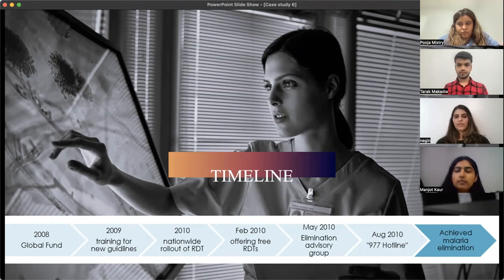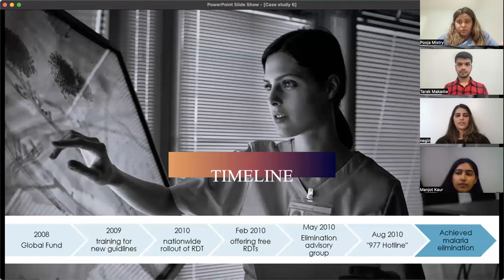Later, in February 2010, all private and public health facilities throughout Swaziland began offering free RDTs. Then in May 2010, the Swaziland Malaria Elimination Advisory Group was established to provide technical expertise and guidance for the elimination. The Ministry of Health established an urgent illness reporting system, called the 977 Hotline, for healthcare professionals to report notifiable diseases such as malaria, for example in times of outbreaks, and to enhance information sharing within the healthcare system.